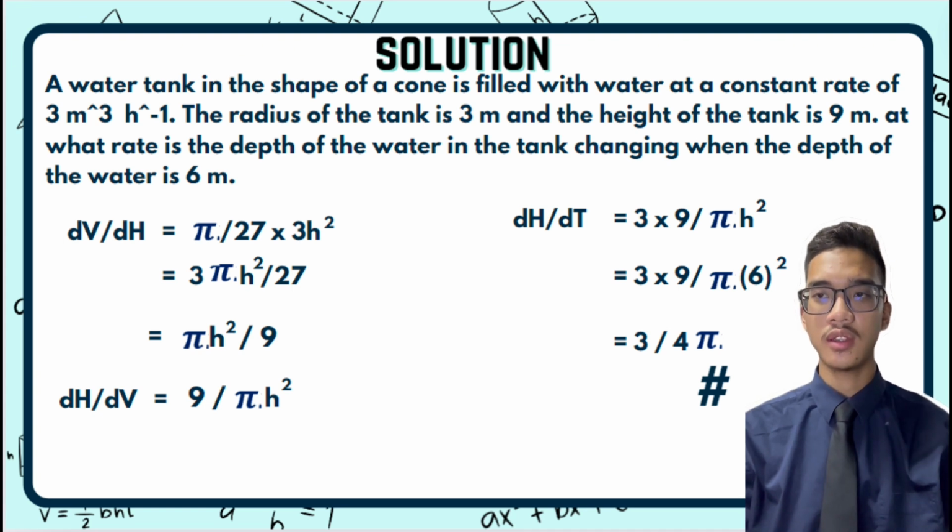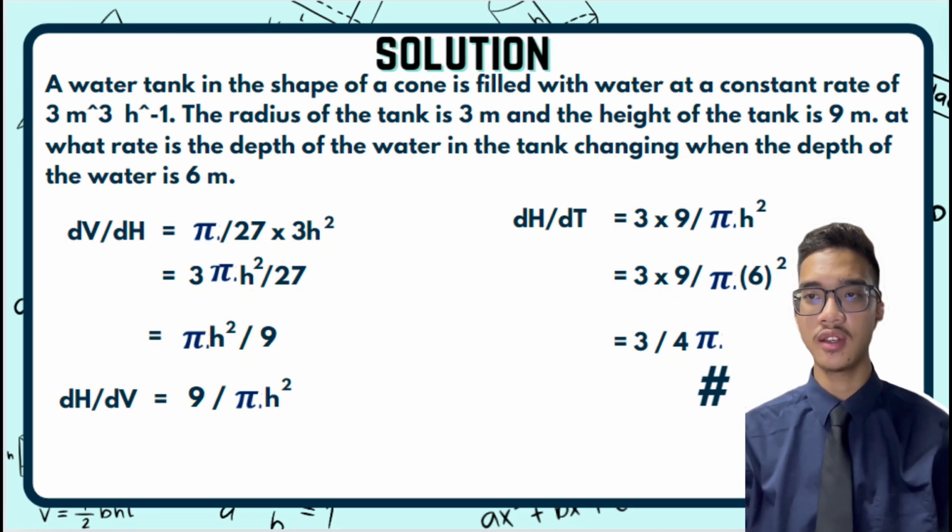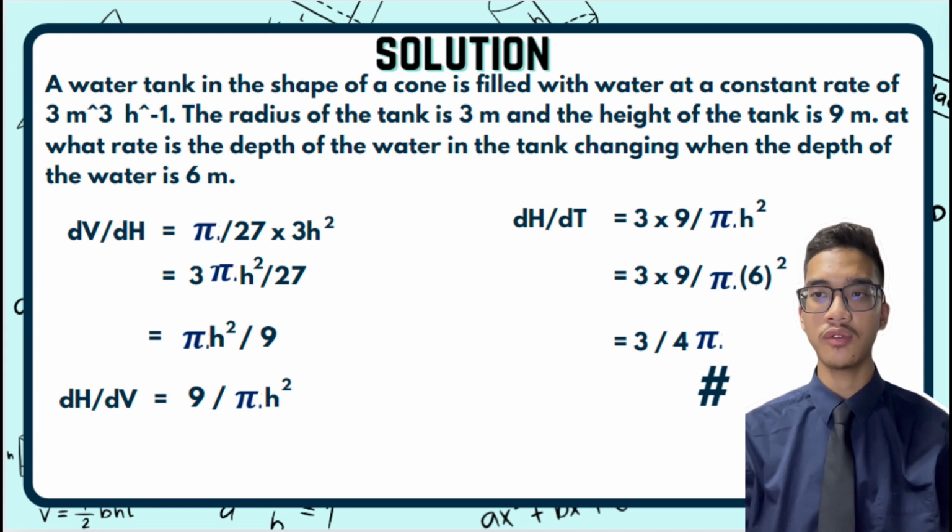For the h, we have to change it to 6 because the question asks for 6 meter. So h power of 2, h is changed to 6, so it's 6 power of 2. After getting the calculation, our final answer will be equal to 3 over 4 pi.